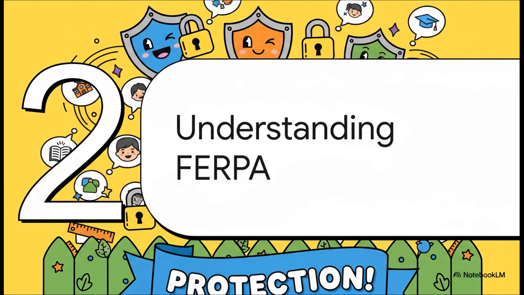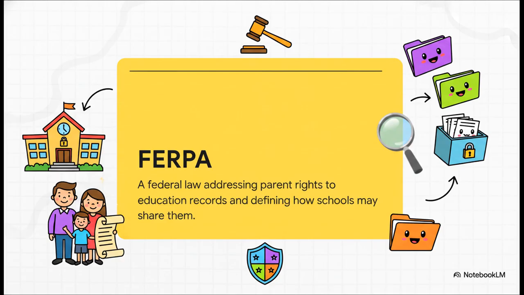Okay, so now we know what we need to protect. The next question is how? What are the rules? Well, that brings us to the big one, a really important federal law called FERPA. If you've worked in a school in the US, you've definitely heard of FERPA. It's kind of the bedrock of student privacy law. And at its heart, it does two main things. First, it gives parents rights over their child's school records. And second, it lays out very clear rules for how schools can and can't share that information.